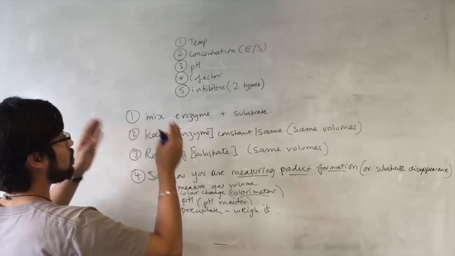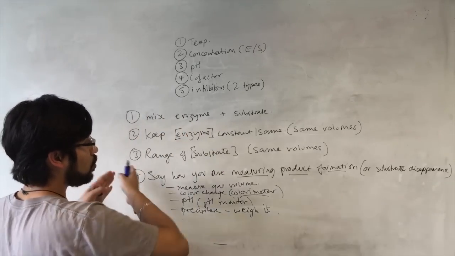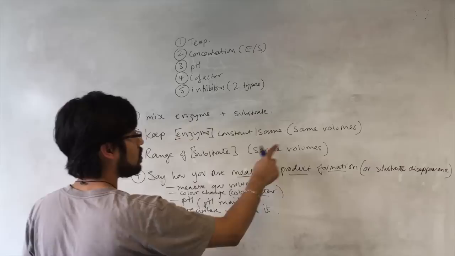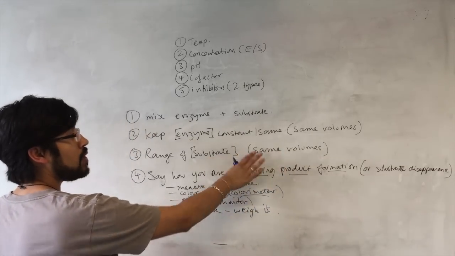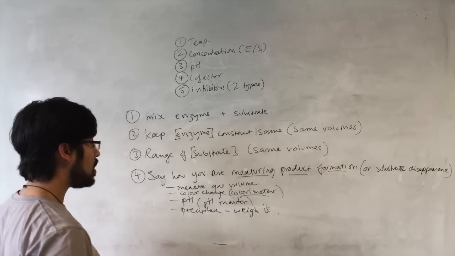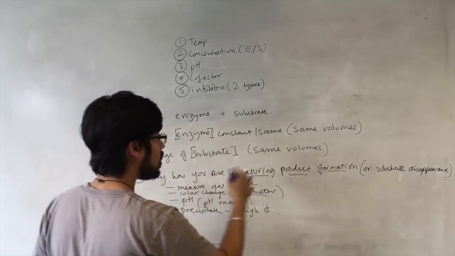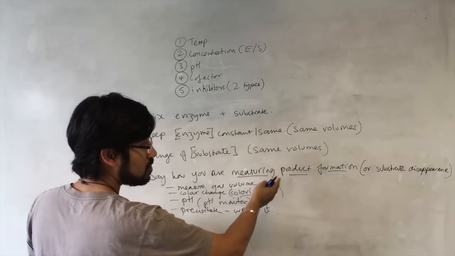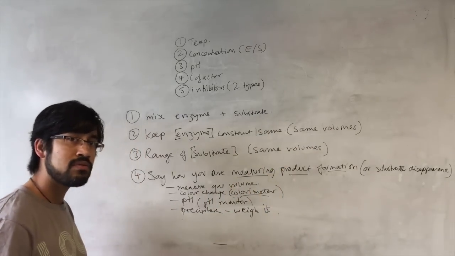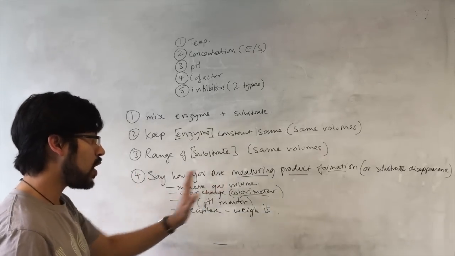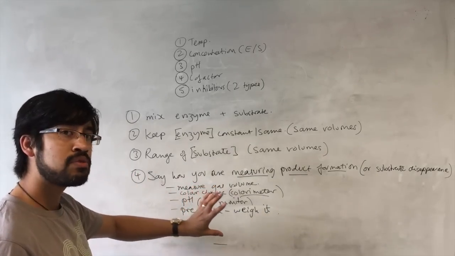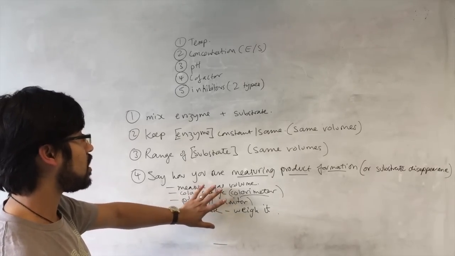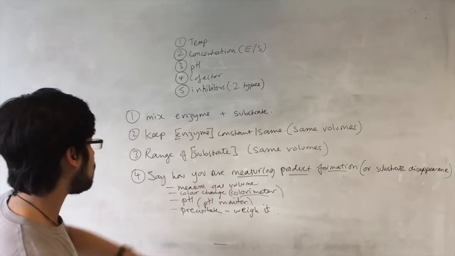Okay, so we've mixed our enzyme and substrate. We're changing our substrate concentrations. We're saying we're going to have a range of substrate concentrations, but we're saying we must keep the volume the same. Okay, then we're going to say how we are going to measure our product. How are we going to measure either the product formation or the disappearance of the substrate? Either way, we're measuring the progress of the reaction. We're measuring the enzyme activity.